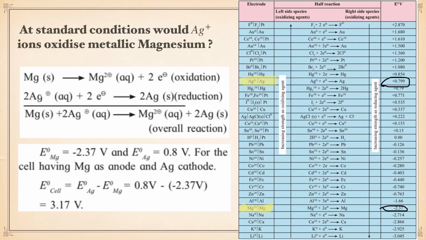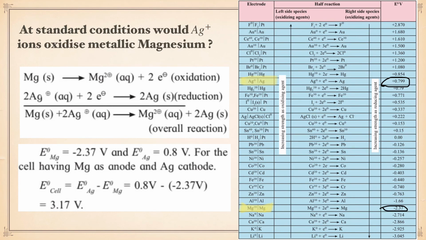So at standard conditions, would Ag+ ions oxidize metallic magnesium? So this is the question. Ag+ ions should help to oxidize metallic magnesium. That means Ag+ should get reduced. Okay, so if it gets reduced, that means it will act as cathode, and magnesium will be at anode. So we'll just write down the reaction.